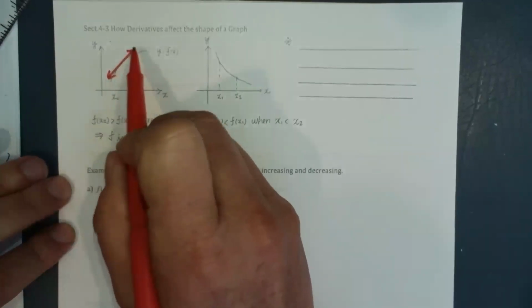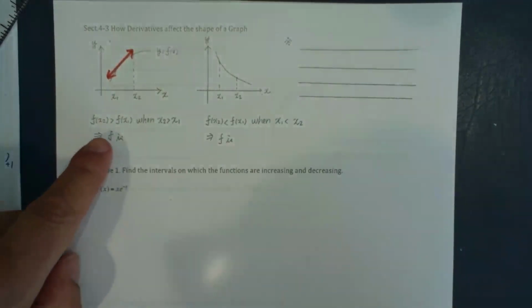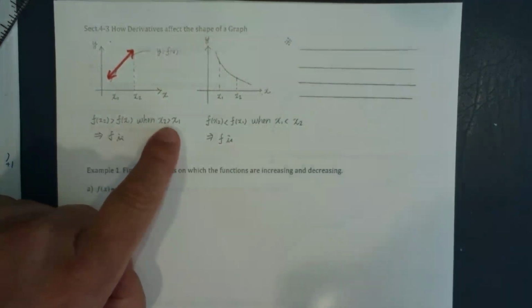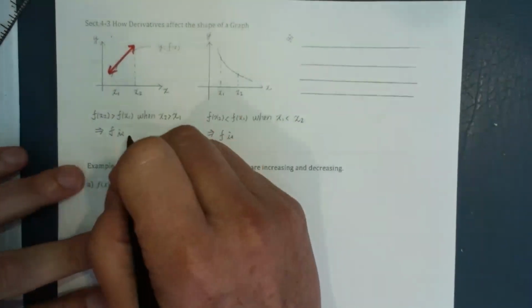remember, a positive slope means that as x gets bigger, y is also getting bigger. When we have a positive slope of a function, meaning all of the y values as x is progressing, as x gets bigger, y is also getting bigger, then we say that f is increasing.